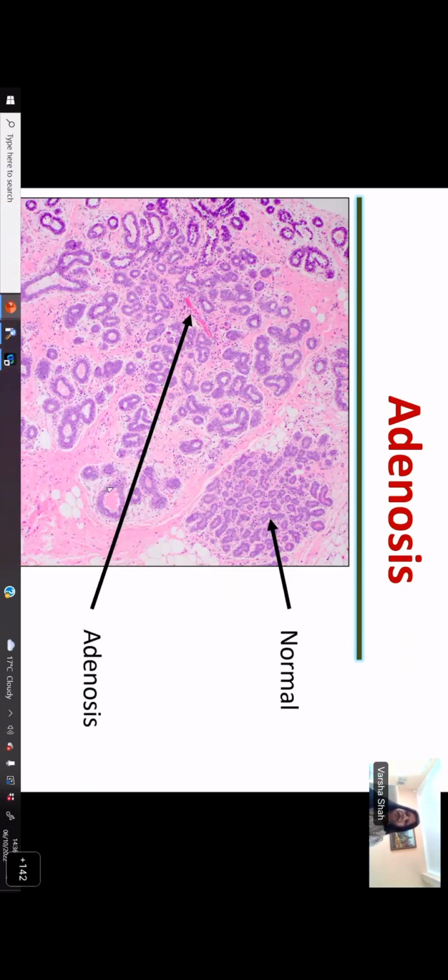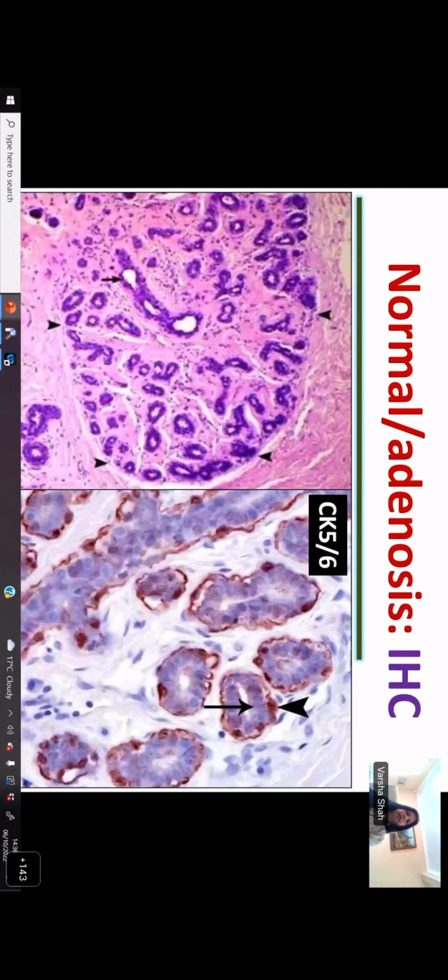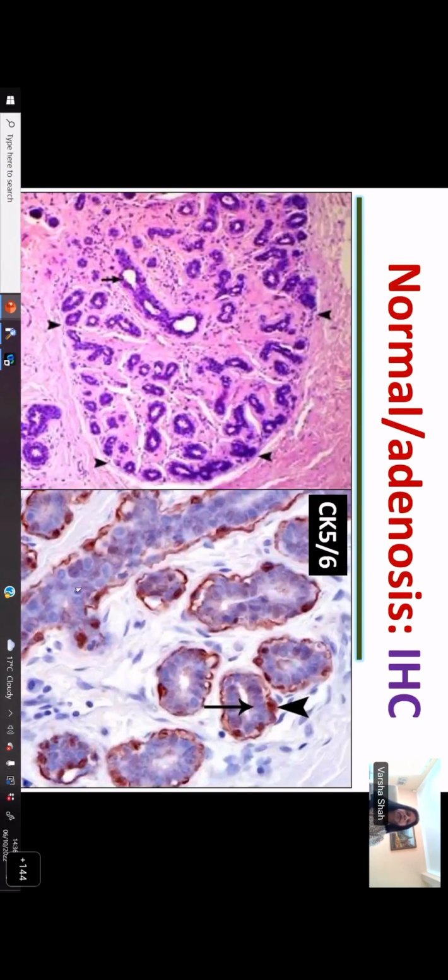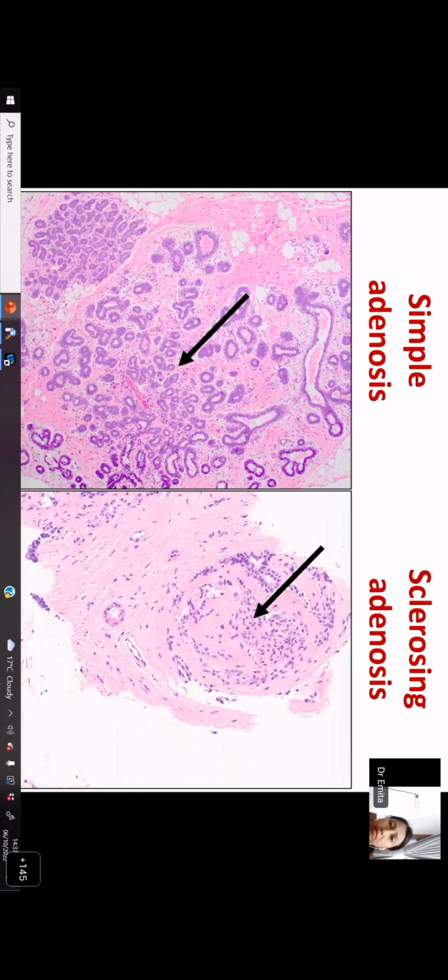Again, simple adenosis will be lined by an inner duct epithelial layer and an outer myoepithelial layer. So again, it's the same immunoprofile as the normal. In contrast, what is sclerosing adenosis? It is a variant of simple adenosis.